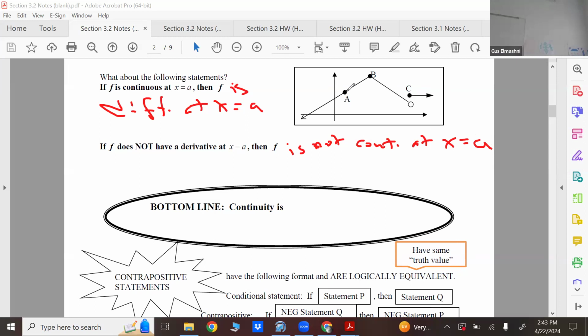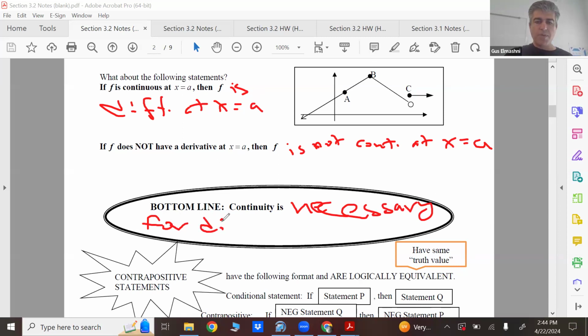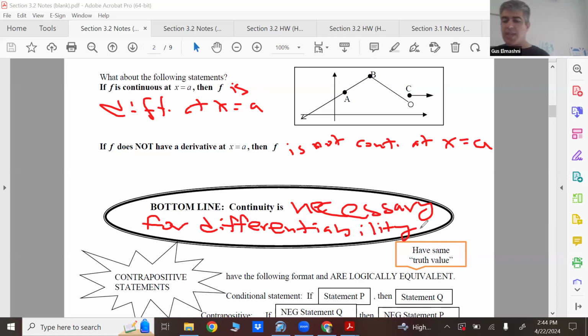This was kind of interesting. It's continuous but not differentiable. We're going to talk about that a little bit. Here, obviously, I have a discontinuity, so not differentiable there. But continuity is necessary for differentiability. To differentiate, you've got to be continuous. So logically equivalent statements, right? If P goes to Q, then negative Q goes to negative P.